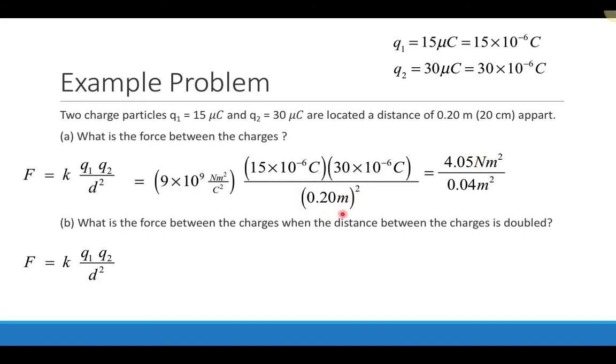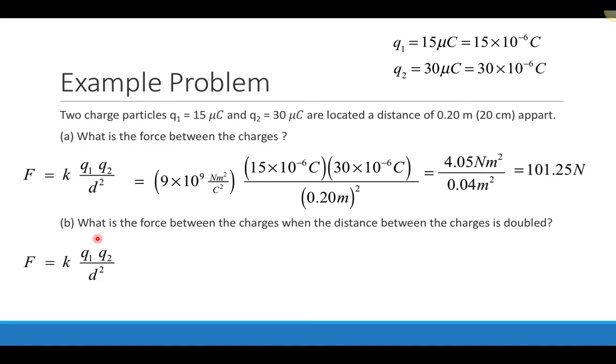And then when I square 0.2 meters, I get 0.04, so 0.2 squared is 0.04. And then when you square the units, you get meters squared. So that meter squared and that meter squared are going to cancel. I'm going to end up with units of newtons. So 4.05 divided by 0.04 is 101.25 newtons.